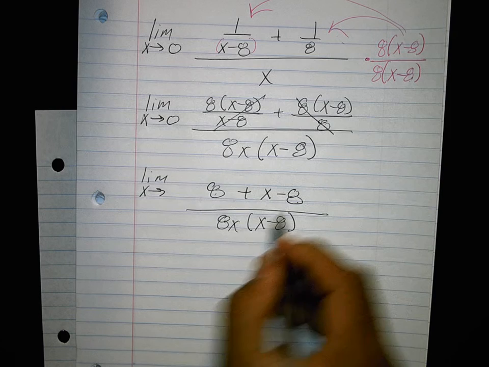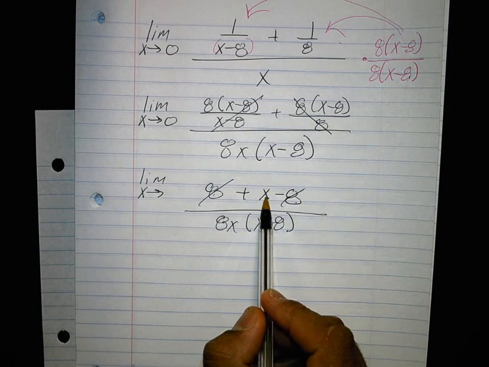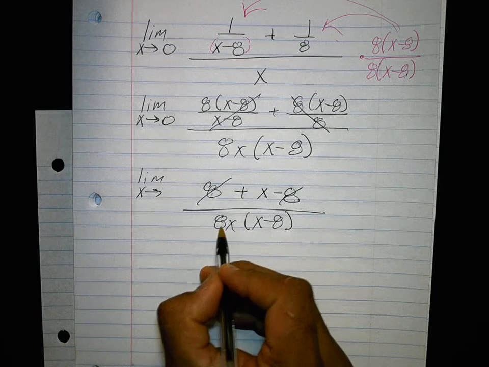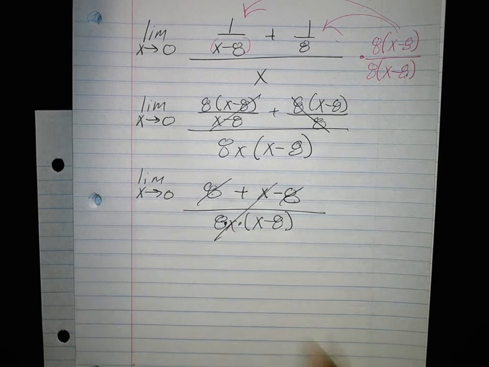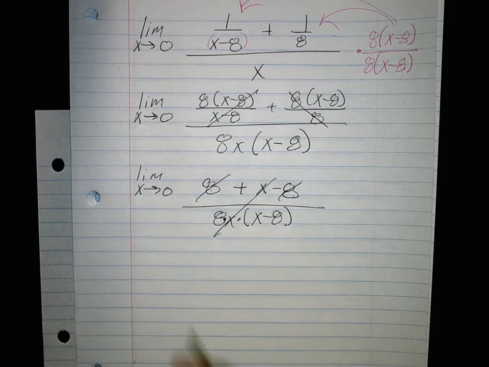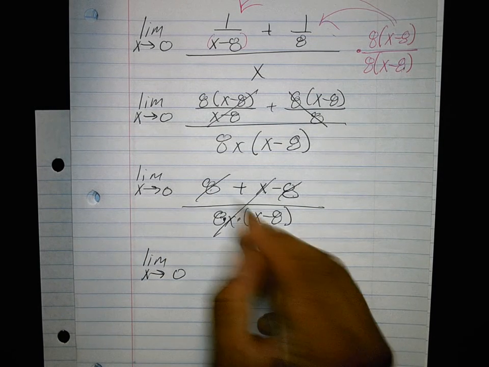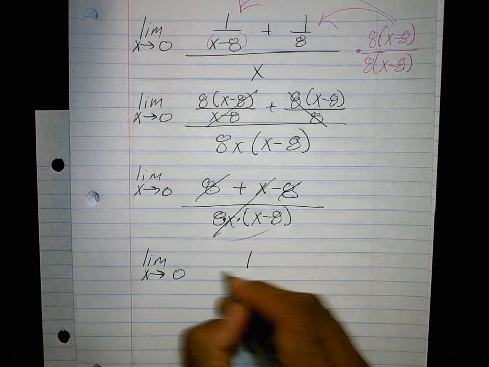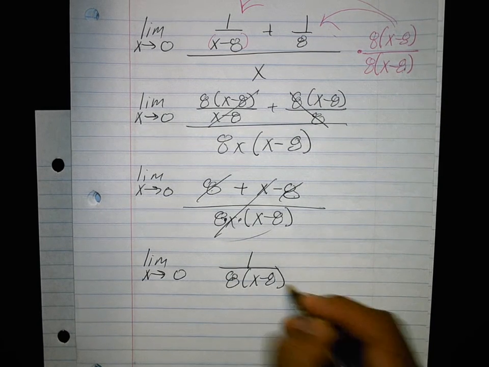So I'm basically left with, those add up to 0. I have an x right here. All I'm left with is an x. These are all being multiplied right here, so I can cross off that x. Now what I have is the limit as x approaches 0 of, I'm dividing here, so I'm left with a 1 on top. And then 8 times x minus 8.